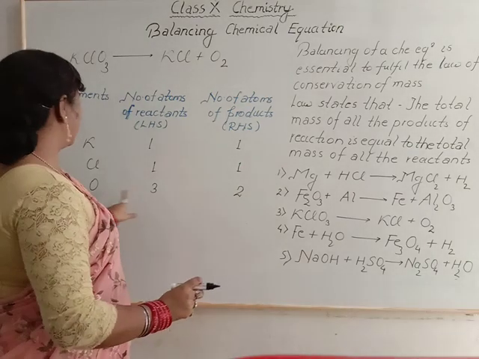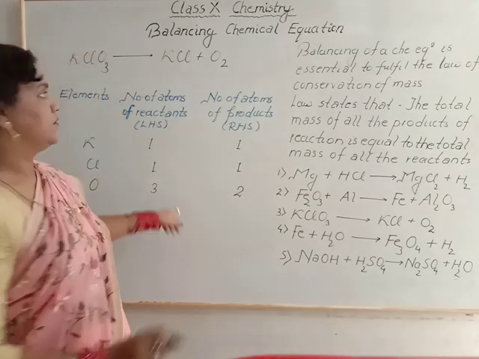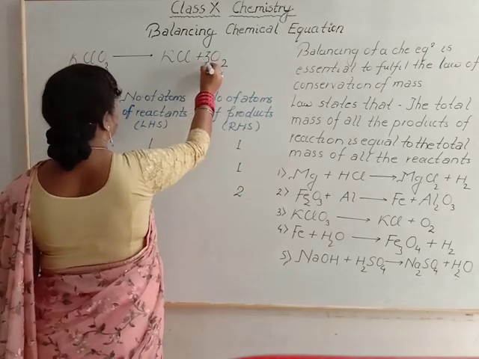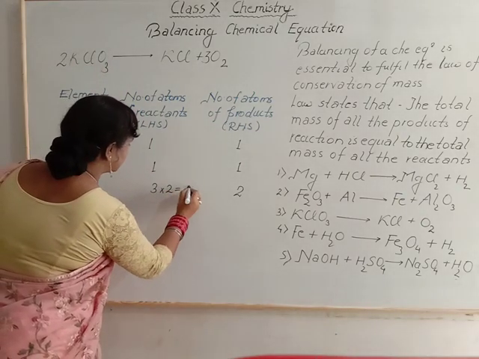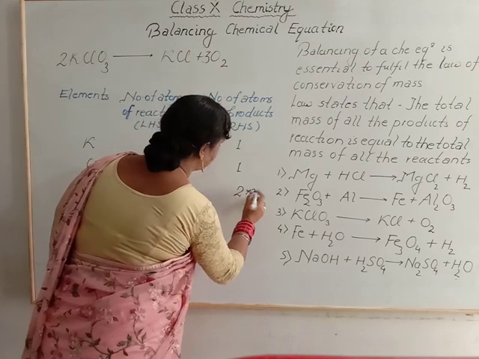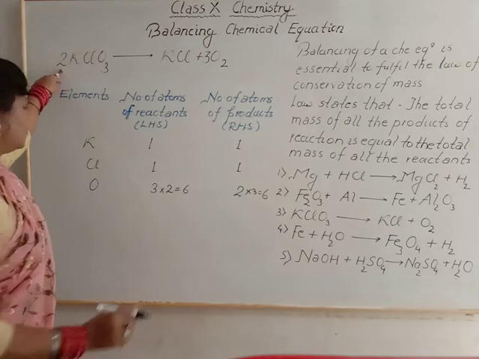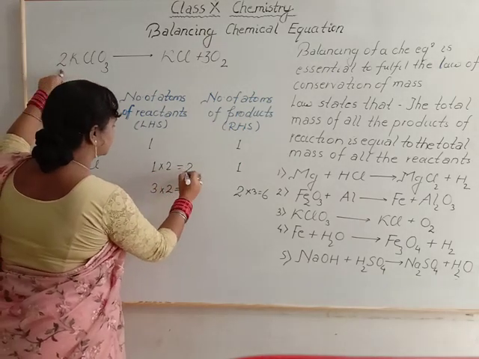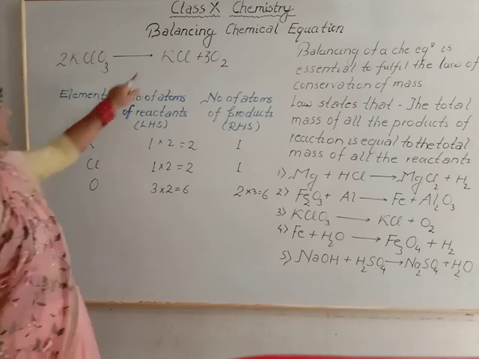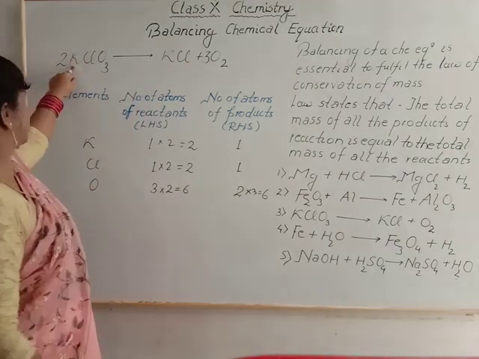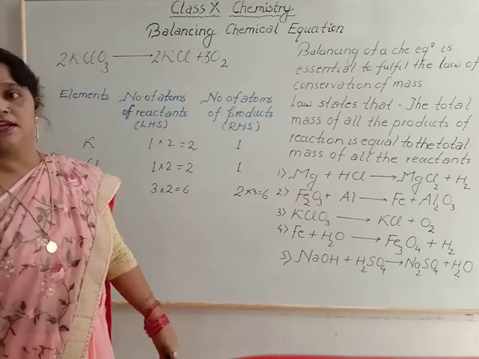Now it is very simple because it is 3 and it is 2. If you multiply this by 2 and that by 3, what will happen? Here you have to write 2 and here you have to write 3. Now you can see that oxygen is balanced: 2 into 3 is equal to 6, and 3 into 2 is equal to 6. But what happened? You have put 2 here, so potassium will also become 2 and chlorine will also become 2. Now here potassium is 1, chlorine is 1, but on the other side potassium and chlorine are 2. So simply put 2 here. Now this is a balanced chemical equation.